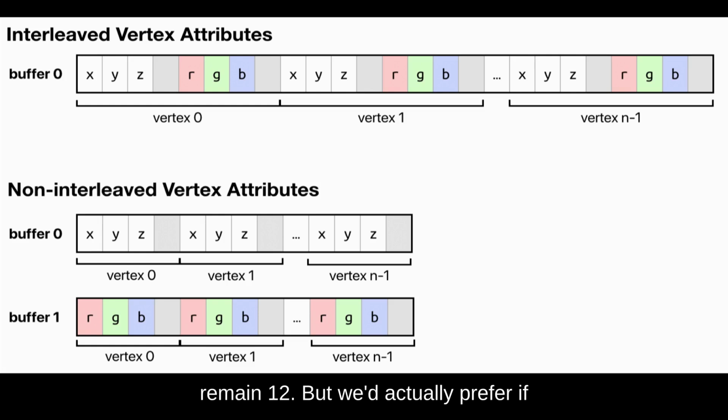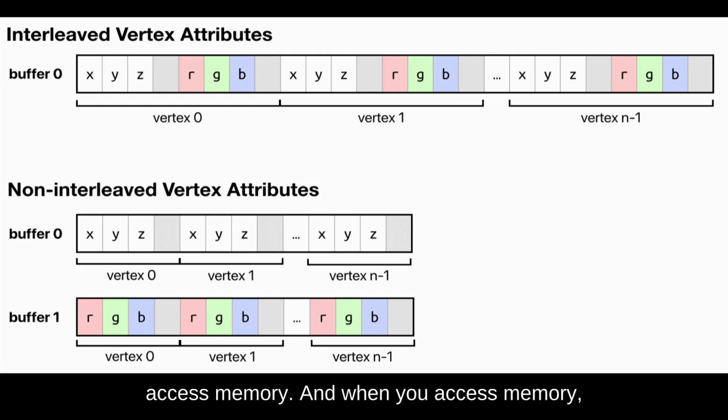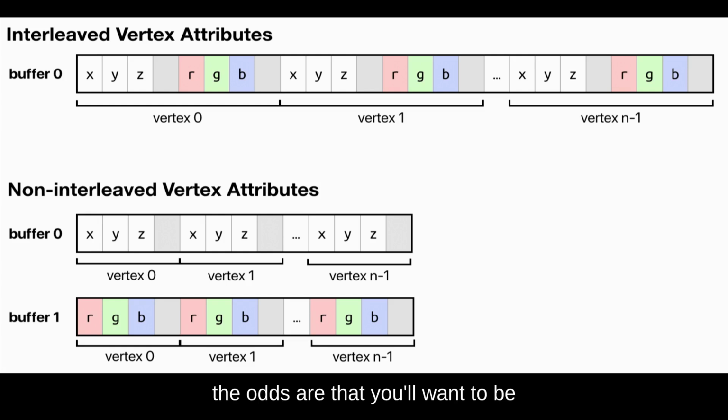But we'd actually prefer if this data was interleaved. The reason for this is due to locality. If you've taken computer architecture, then this idea is familiar to you. But if you haven't, the idea is that our CPUs and GPUs have caches that they can access much faster than they can access memory. And when you access memory, the odds are that you'll want to be accessing that part of memory again, and parts of memory nearby very soon.